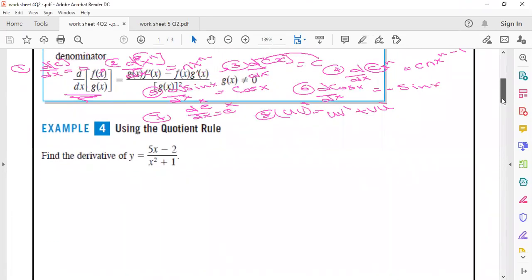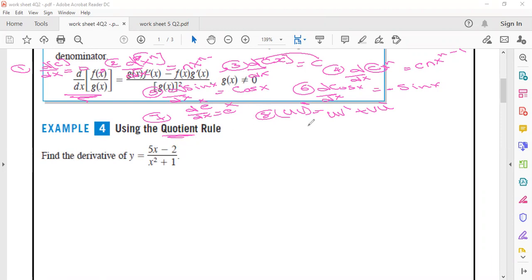Here, let's solve this problem. As you see, I ask you to use the quotient rule. Please focus. When I ask you to use a specific way to solve any problem, I have to use it. Here I ask you to use the quotient rule. I'd like to find the derivative of y, which equals 5x minus 2 over x squared plus.